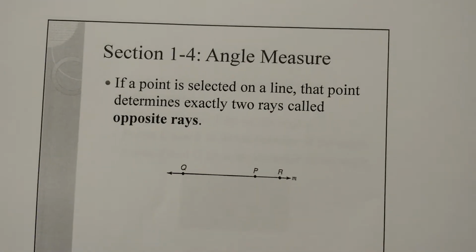So, angle measure. If you pick any point on a line, that point determines two rays called opposite rays. So here, I'll use point P. There are two rays coming from P: there's PR, and there's also PQ. So even though this ray, for example, runs left, you still name the endpoint first, then another point that keeps going. The order is always that way.